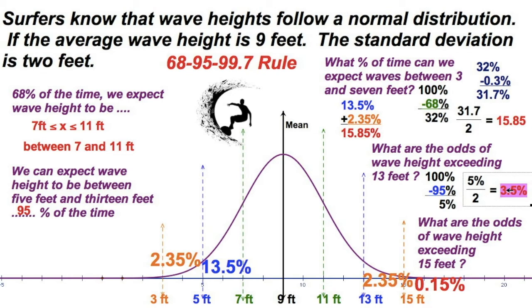Wow, how about that typo? Well, okay, let's clean that up a little bit. Now that's embarrassing, but I like that one a little better. So again, 2.35 plus 0.15. You could have added these 2 together, or we could have taken 5 and chopped it in half. We got 2.5%, and that makes sense. So that would be the odds of the wave exceeding 13 feet.